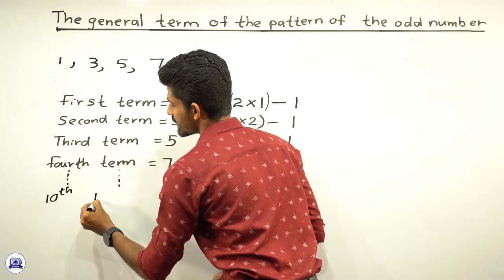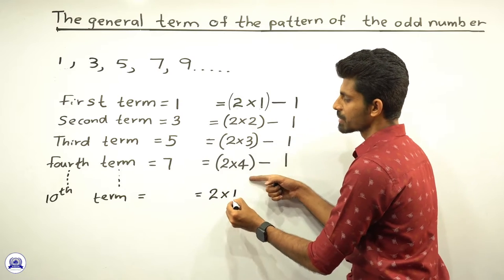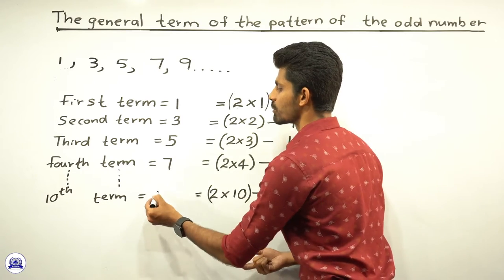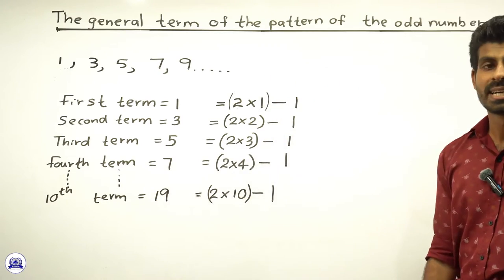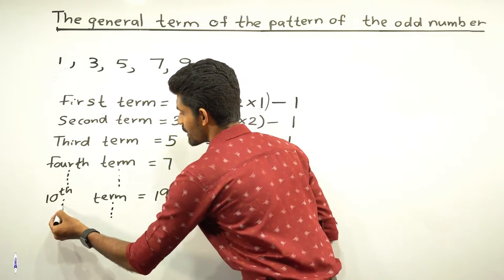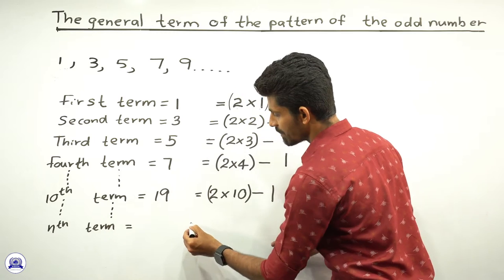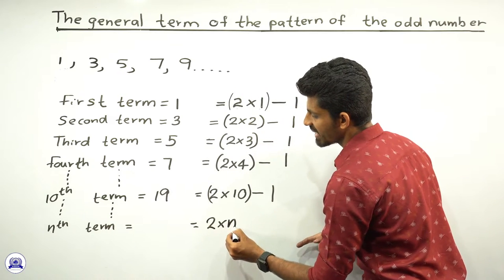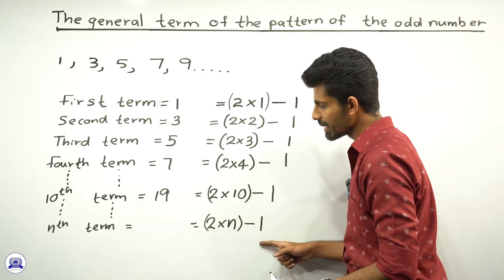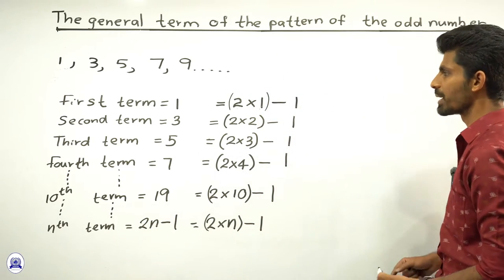Then find out the 10th term. 10th term means 2 into 10 minus 1. 2 into 10 is 20, 20 minus 1 is 19. Now you can find out the general term. For the nth term, it means 2 into n minus 1. That means 2n minus 1.